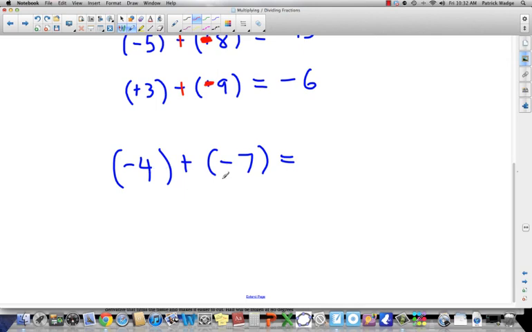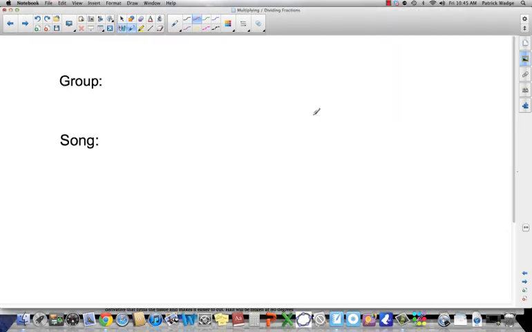Just answer it. What do I have more of, positives or negatives? I have more negatives. How many more negatives are there than positives? Well, I have 4 here and 7 here. Total, I have 11. So negative 11 is my answer. Okay, feel free to come and talk to me if you have more problems with adding, subtracting, multiplying, dividing integers. I hope that helps.